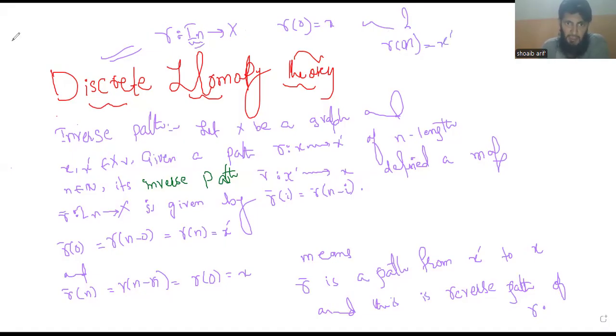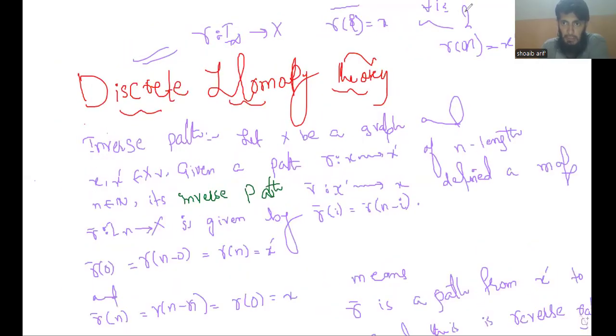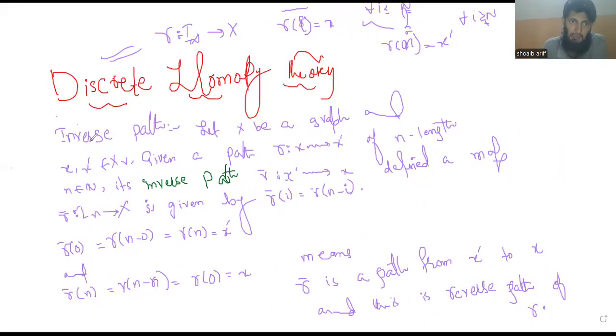And if we discuss the infinite path, if we substitute i into gamma of i, we will get x for all i less than or equal to n minus, and if we substitute i, we will get x prime for all i greater than or equal to n plus. Okay. So let's discuss the inverse path of gamma.